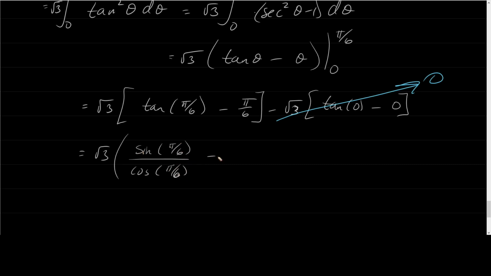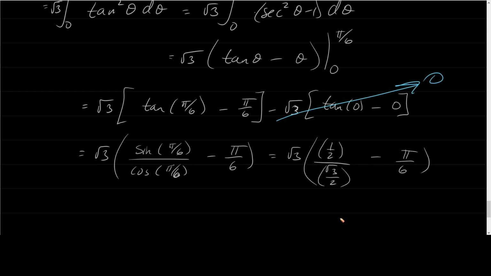Right? So we have that minus pi over 6. And then sine of pi over 6, well, that you should know from the unit circle. Sine of pi over 6 is 1/2. Cosine of pi over 6 is radical 3 over 2. And then we have that minus pi over 6. From there, I have 1/2 divided by radical 3/2. So dividing by a fraction is the same as multiplying by the reciprocal. So those cancel each other out, and I end up with just 1 over radical 3.